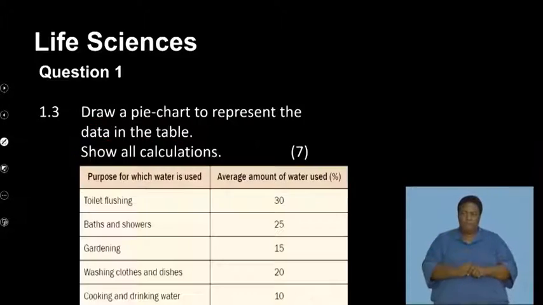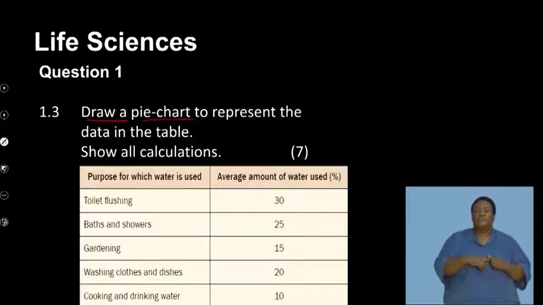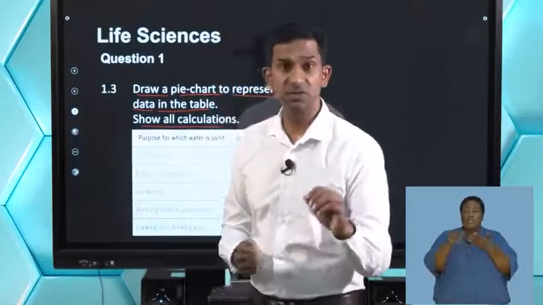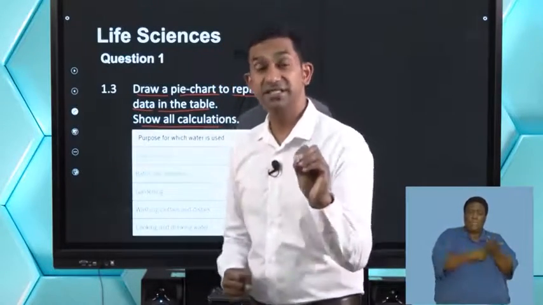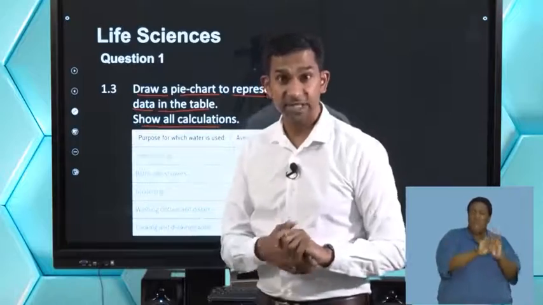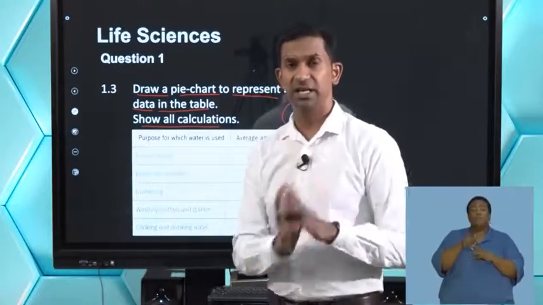Okay, so the next question. Draw a pie chart to represent the data in the table. Show all your calculations, and that's a 7-mark question. And guys, this takes us back to those lessons where we've discussed the scientific skills and we discussed how data needs to be presented. And in this question, they point us specifically to presenting the information in a pie chart.